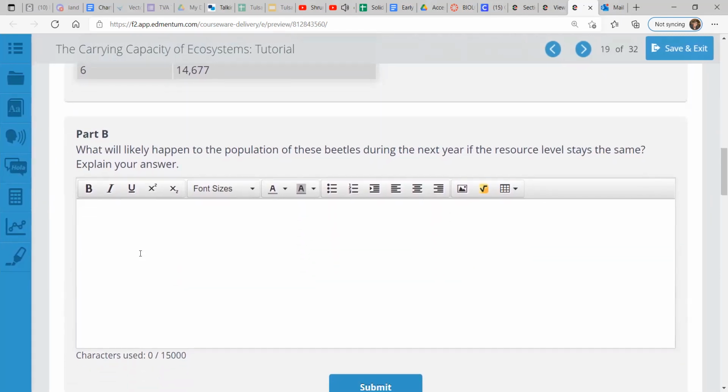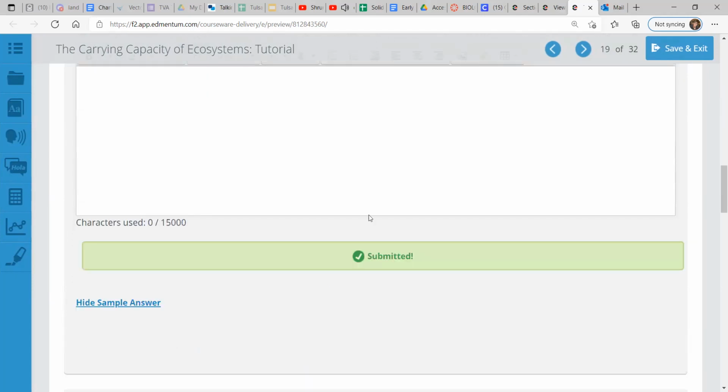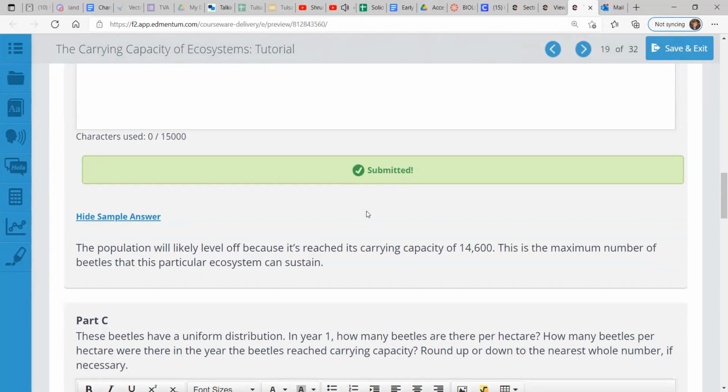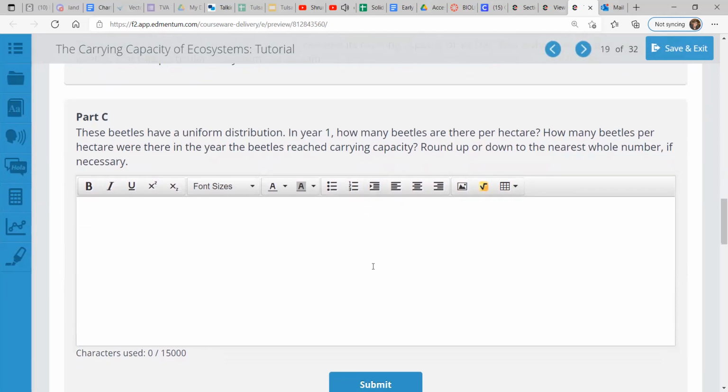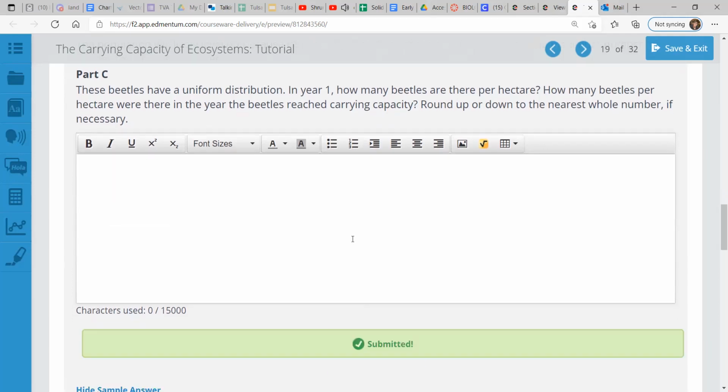Part B. What will likely happen to the population of these beetles during the next year if the resource level stays the same? Well, the population will likely level off because it's reached its carrying capacity. That's the maximum number of beetles that this particular ecosystem can sustain. These beetles have a uniform distribution. In year 1, how many beetles are there per hectare? How many beetles per hectare were there in the year the beetles reached carrying capacity? Round up or down to the nearest whole number.